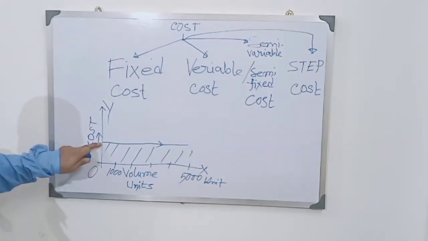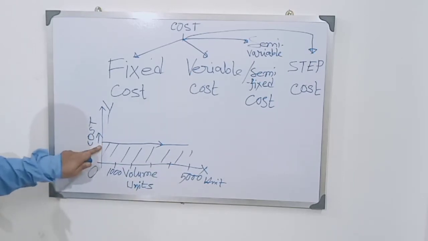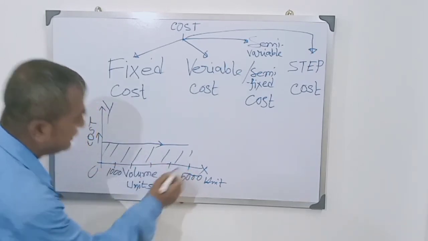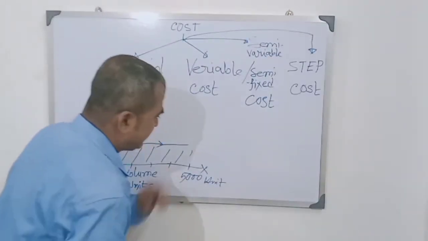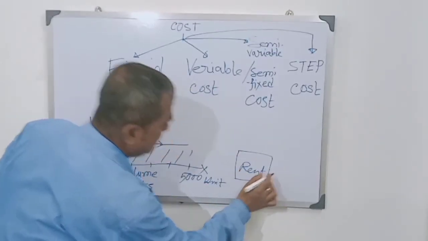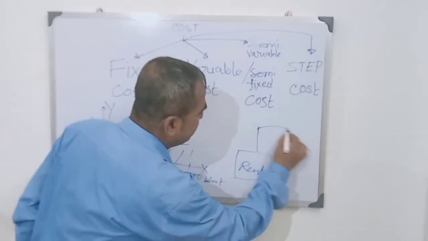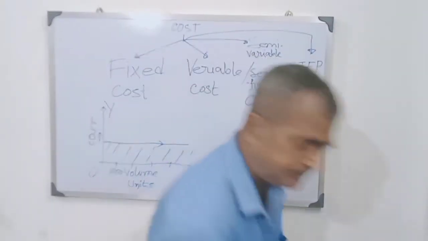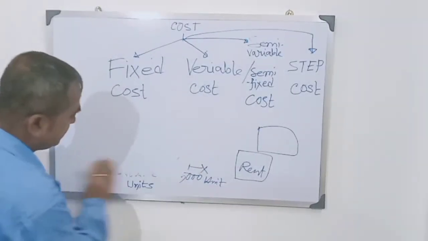So this cost is setup cost. You have to incur it, either you produce 0 unit, 1000 unit or 5000 units, up to your capacity level. Your factory is there, rent you pay, but if you want to produce double, one more factory site will become necessary. That I will be discussing later. So fixed cost is very clear as per me.